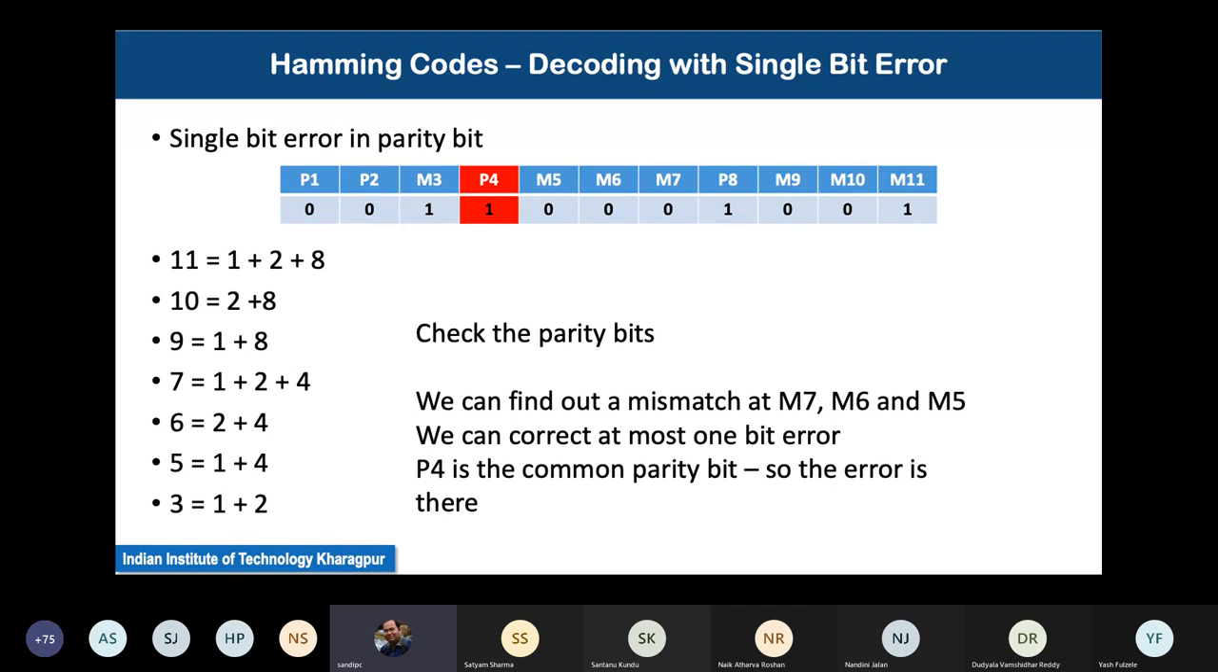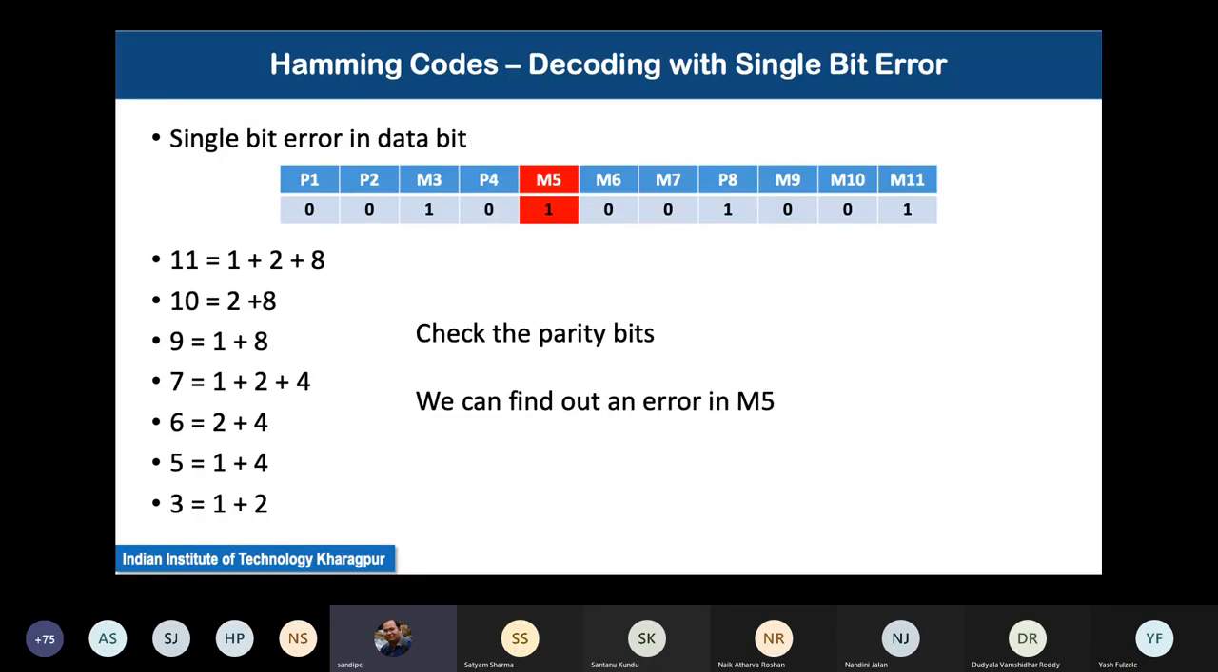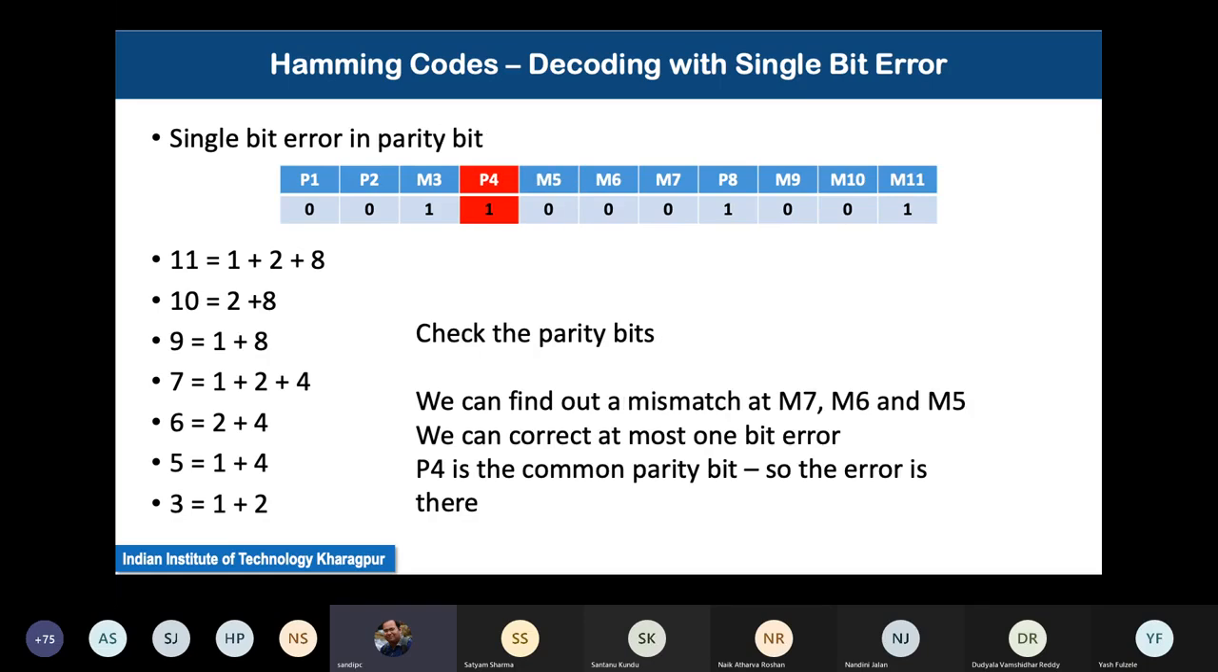Now, in case of a parity bit, say for example the parity bit was 0, the parity bit got flipped and it has become 1. If that is the case, then you can find a mismatch at M7, M6 and M5, where P4 has been used. So P4 has been used in 7, in 6 and in 5. So at M7, M6, M5 we can see a mismatch.